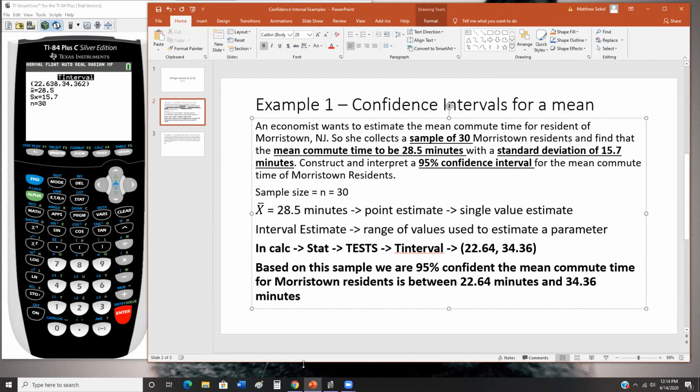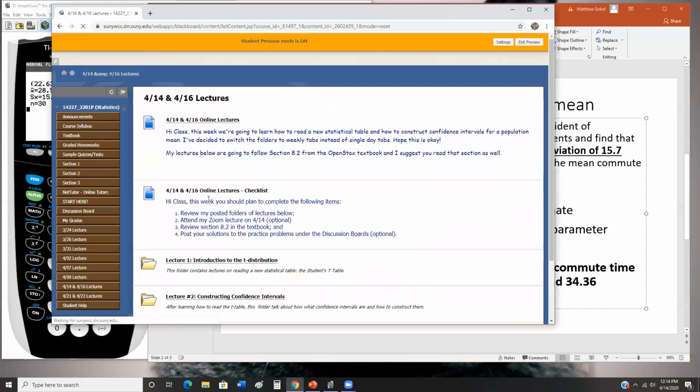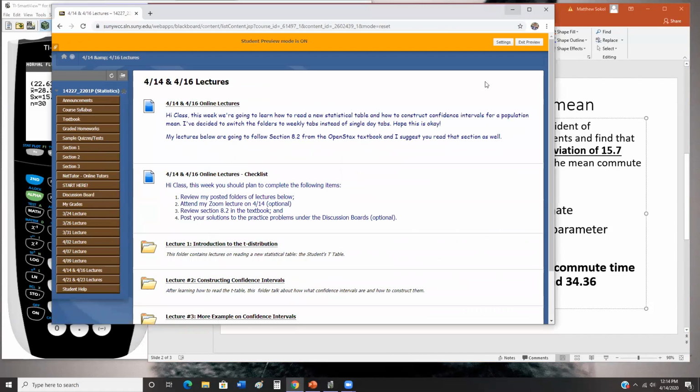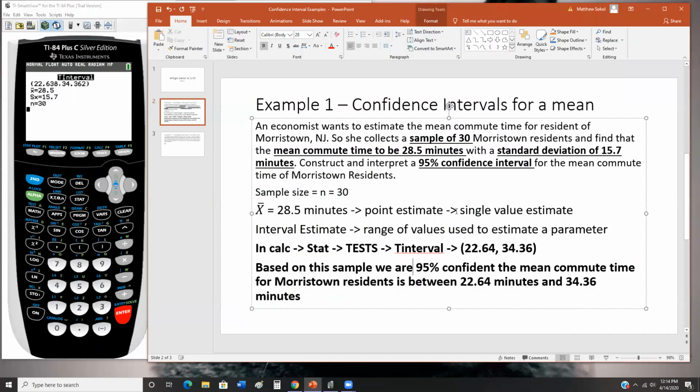This week in the videos, you're going to get into more detail about confidence intervals for a mean. And this is an important lesson that I want to highlight in statistics. Just because somebody took a sample and got the mean to be 28.5, that's just from a sample of 30. So based on this sample, it's really plausible that the mean commute time could be as low as 22.64 minutes or as high as 34.36 minutes, and everything in between. That's what these confidence intervals are saying.